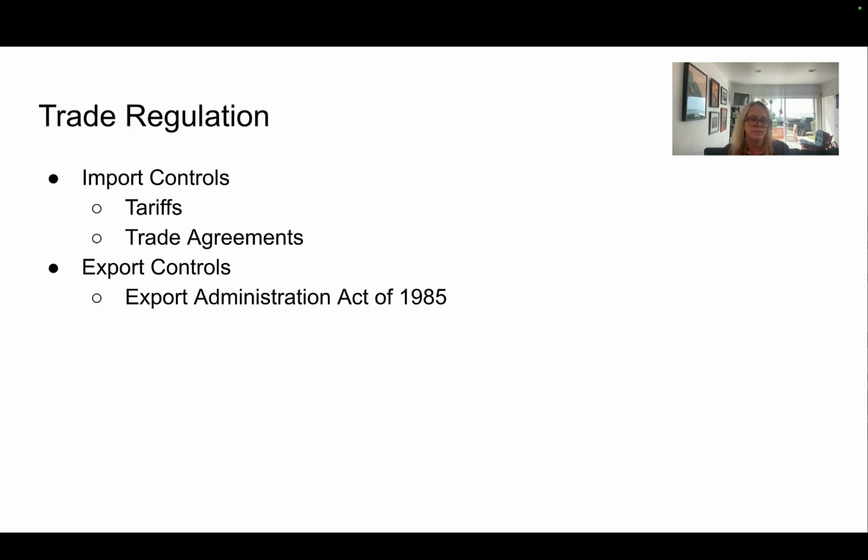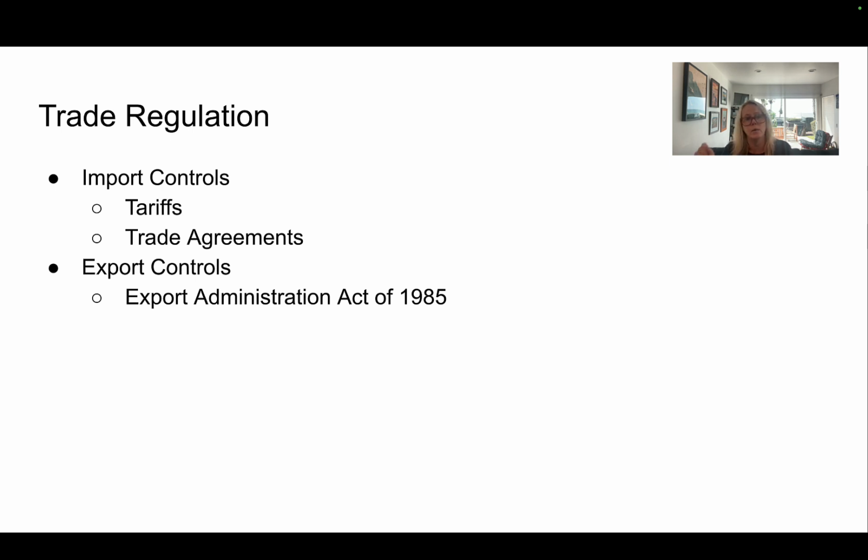And then in terms of international law, we also have trade regulation. I'm going to give you a couple of separate videos on trade regulation that discuss import controls, tariffs and trade agreements. And then the Export Administration Act of 1985 is a piece of legislation that basically says that the United States government can limit the activities of businesses.